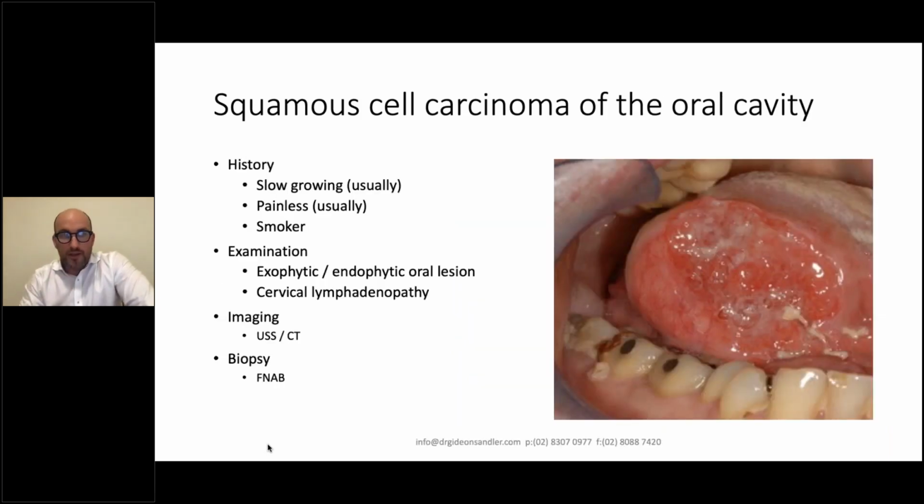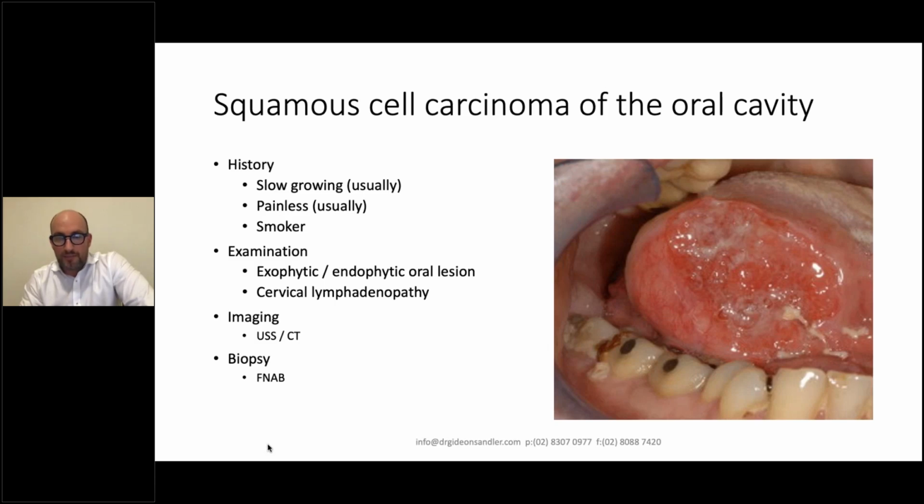The second differential diagnosis would be squamous cell carcinoma of the oral cavity. The patient presents with a usually slow-growing neck lump. If you examine the oral cavity and find this kind of lesion on the tongue, it's usually painless unless it's very infiltrative, in which case it can be painful. They can be exophytic or endophytic on examination. And if you find one neck lump, you may find more neck lumps.